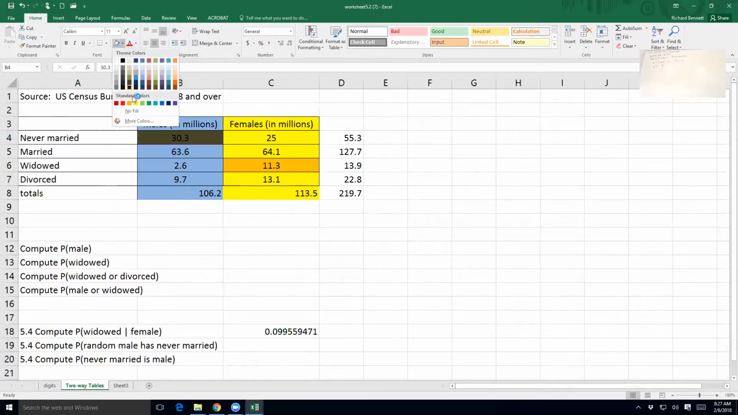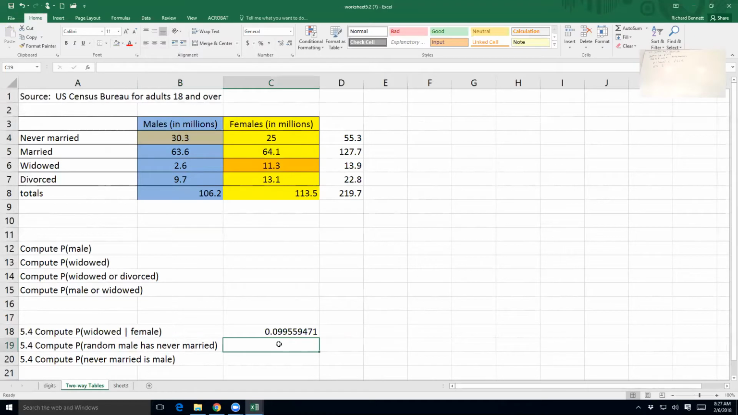30.3, so I'll put that in, say, I don't want to do yellow, brown, okay? So this would be about 29%. Okay, how'd you get that? You're supposed to tell me. Not do it. So 30.3 divided by 106.2, that works out to be about 28.5%.